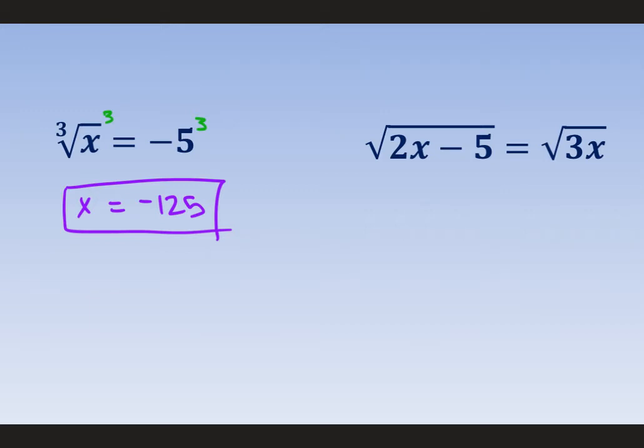All right, let's keep going along. On the next one, the radicals are both isolated. So this is kind of a unique situation where we have two radicals that are equally isolated. We can get rid of both radicals at the same time by squaring both sides. So I'll square here, I'll square here, and it'll just leave me with what's on the inside. 2x minus 5 has to equal 3x. I will subtract the 2x over, and I'll get negative 5 equals x.